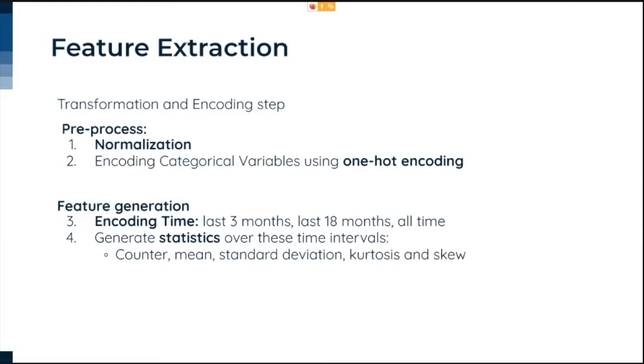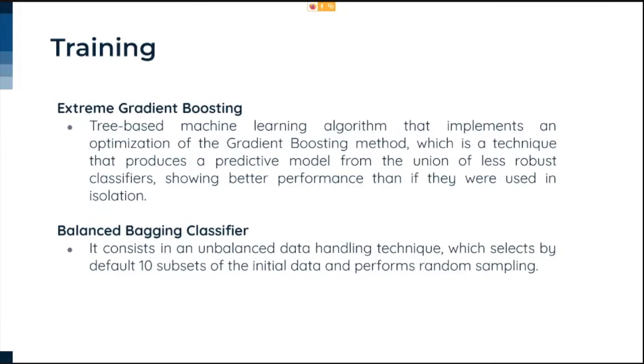We also generate some features by creating some time intervals. So we create an interval that contains the last 3 months. Then we create another interval which contains information from the last 18 months. And we also consider as the third time interval the all-time period. So we generate statistics over these 3 time intervals. And the statistics are the counter, mean, standard deviation, kurtosis, and skew. For training, we used 2 classifiers, extreme gradient boosting and balanced bagging classifier.